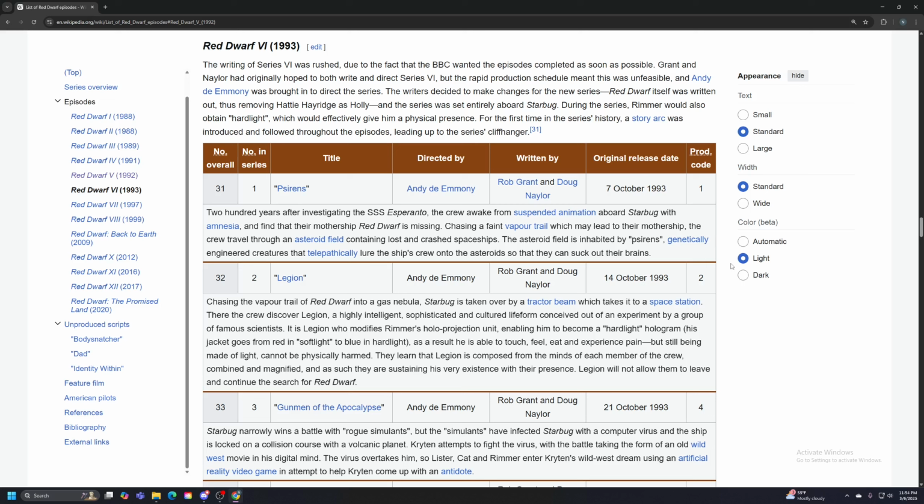Okay, Sirens, Episode 1. 200 years after investigating the SSS Esperanto, the crew awake from suspended animation above Starbug with amnesia and find that their mothership Red Dwarf is missing. Chasing a faint vapor trail which may lead to their mothership, the crew travel through an asteroid field containing lost and crashed spaceships. The asteroid field is inhabited by sirens, genetically enhanced creatures that telepathically lure the ship's crew into the asteroid so that they can suck out their brains. Why?